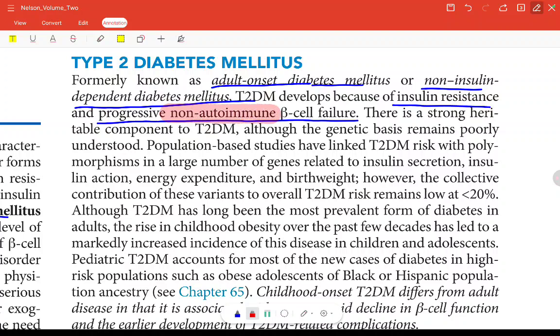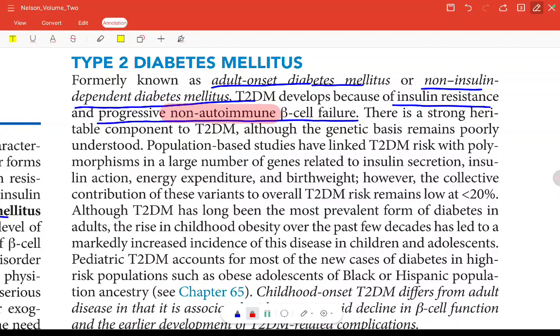There is a strong heritable component of type 2 diabetes mellitus. Although the genetic basis remains poorly understood, population-based studies have linked type 2 diabetes mellitus risk with polymorphisms in a large number of genes related to insulin secretion, insulin action, energy expenditure, and birth weight. However, the collective contribution of these variants to overall type 2 DM risk remains low, at less than 20%.